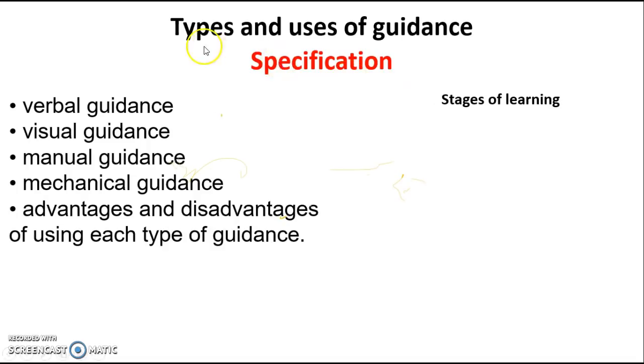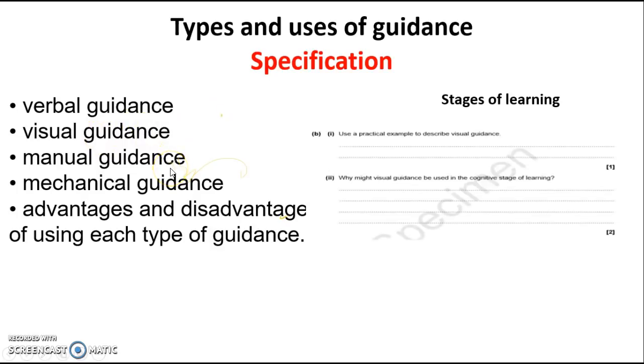You must make sure that you know, for example, how these 2 types of guidance could be used in the cognitive stage of learning. So if you have a look down here, this will show you an example of a question that could link the 2 of these here, the guidance linked to stages of learning. So you've got describe what visual guidance is, and then it says here, why might visual guidance be used in the cognitive stage of learning? So that shows you how that is really important to be able to link these 4 stages of learning.